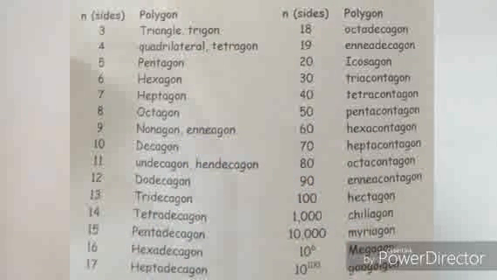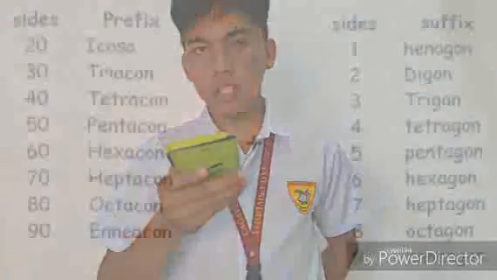And now the exciting part in studying polygons is that they have many different names. Polygons are named based on the number of sides. A polygon that has 3 sides is a triangle. 4 sides is a quadrilateral. 5 sides is a pentagon. 6 sides is a hexagon. 7 is heptagon, 8 octagon, 9 nonagon, 10 decagon, 11 undecagon, 12 dodecagon, and it proceeds based on their numbers.